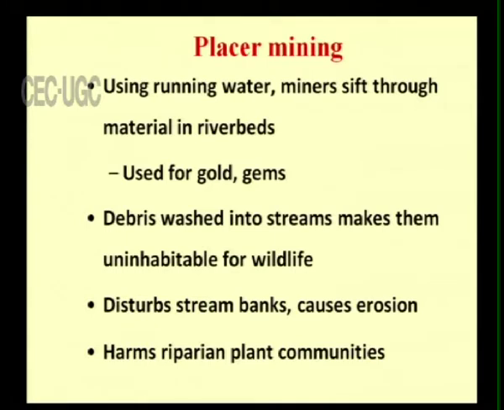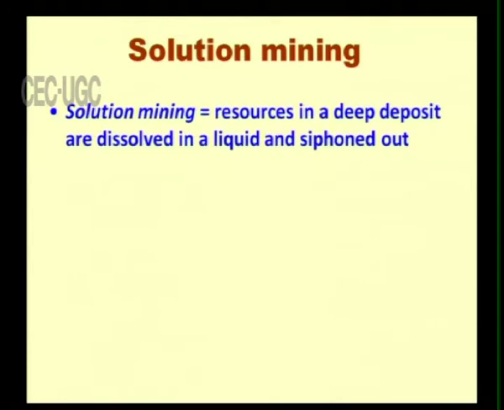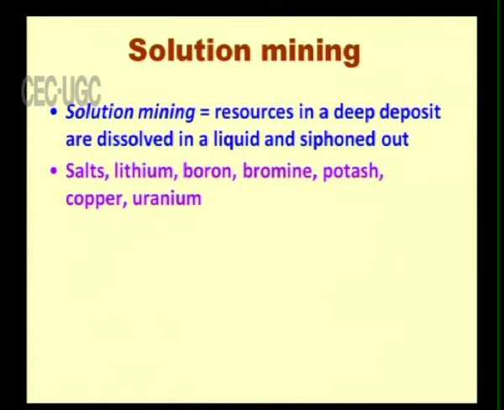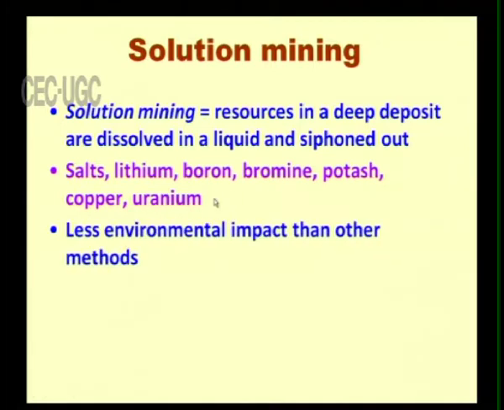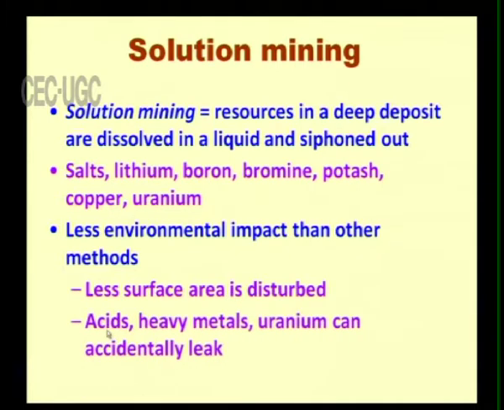And so, this is placer mining, and then comes solution mining. The resources in a deep deposit are dissolved in a liquid and siphoned out, and salts, lithium, boron, bromine, potash, copper and uranium are extracted by this method. It has less environmental impact than the other methods, and less surface area is disturbed. Acids, heavy metals, uranium can accidentally leak. So, that is one problem.